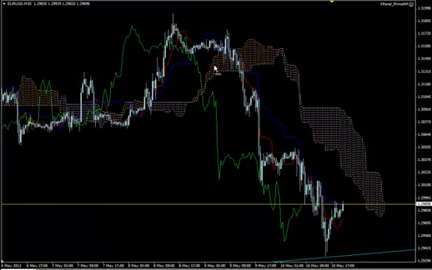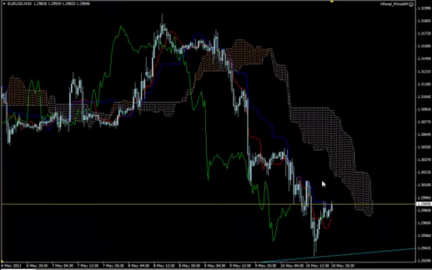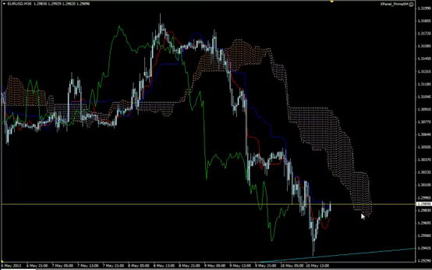Let's go to the M30. We expect this is indicative of reversal. Here is the Senkou span B, and here is the Senkou span A, a very small distance between the two, but still the price is below the Kumo. Everything looks bearish. We should wait.